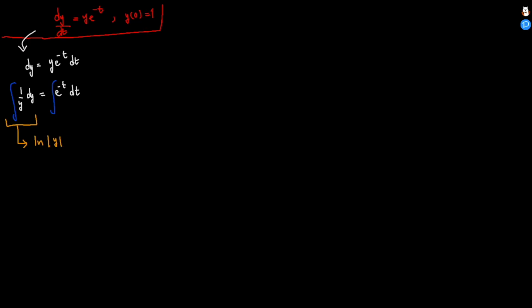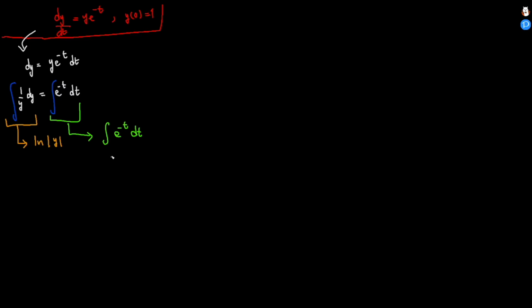Okay. And this is going to take a bit more work, right? So we need to find the integral of e to the minus t dt. Let's see if we can work this out using substitution, because that's the easiest thing to do. My approach is always to just try that first.